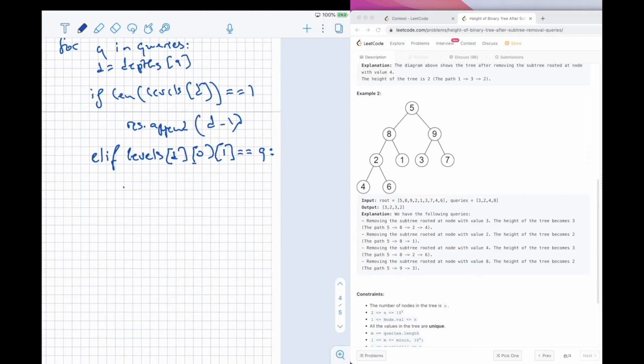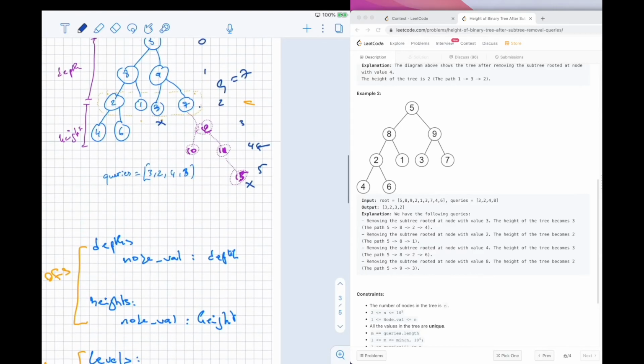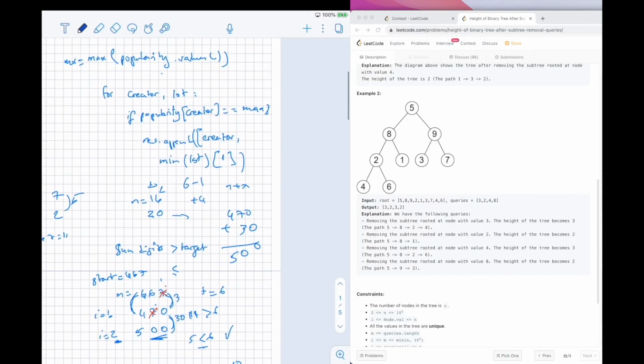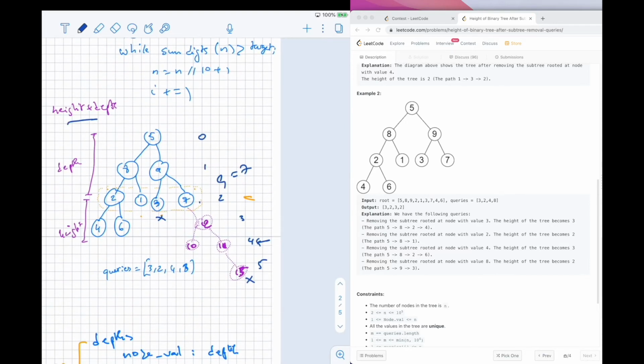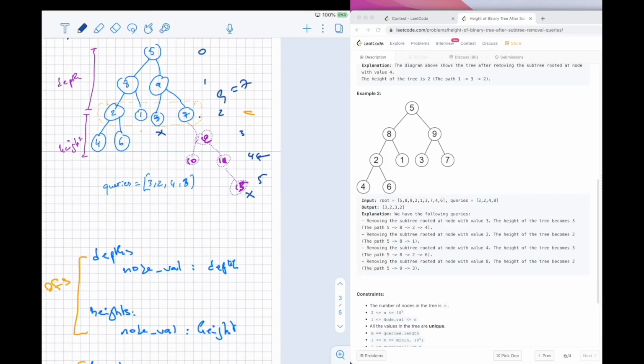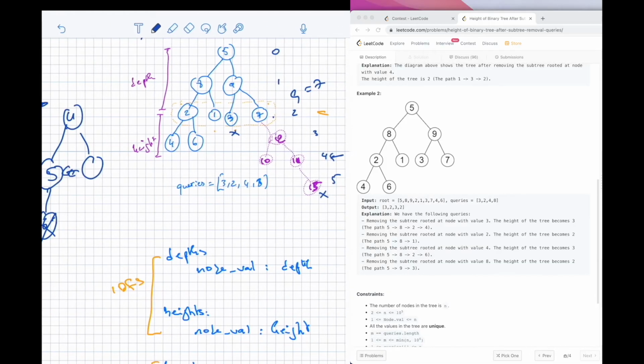So in this case, we want to add to res levels at position D, position 1, because we are removing the first largest, and we want to get the height, so 0 plus the depth, right? So this would be the height, right? Remember, we are saying we want depth plus height. Sorry, I went too far. We want height plus depth here, right? Okay.